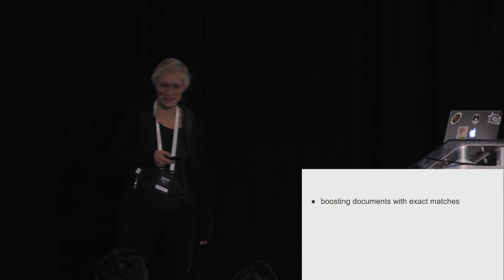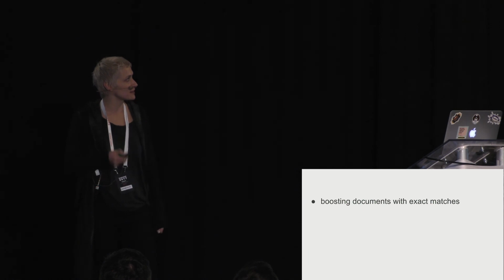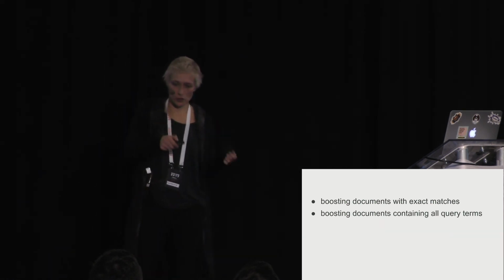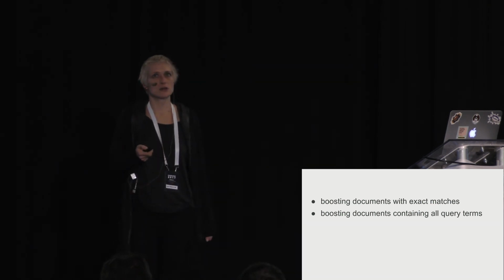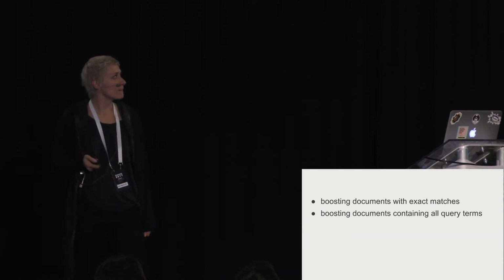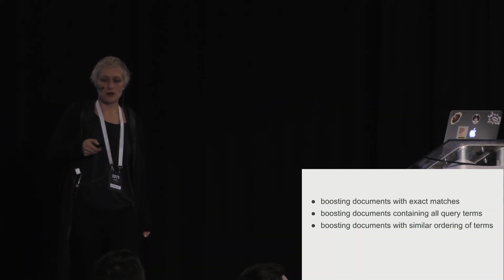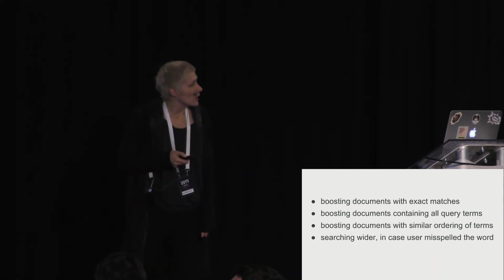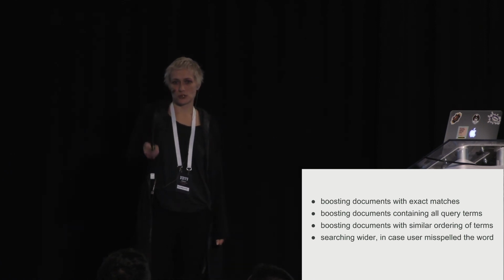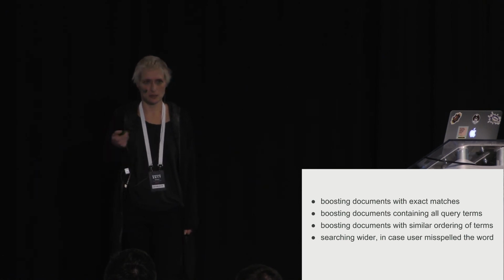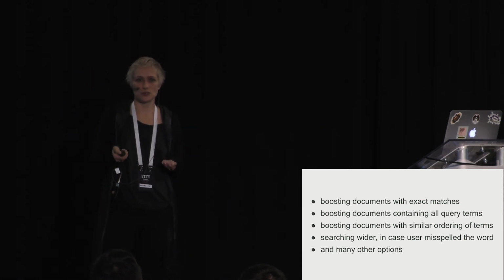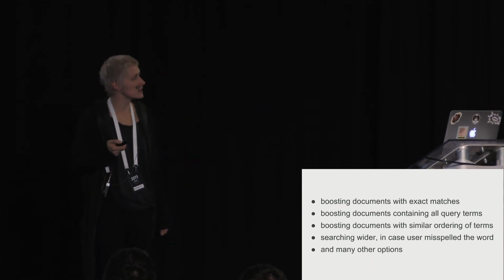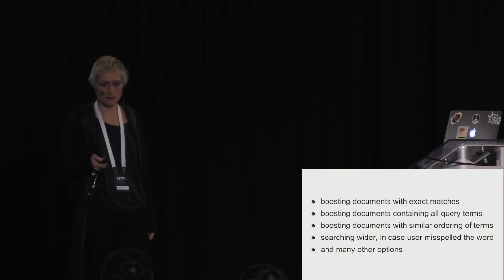Can we do better? Yes, we can. We can boost our documents if the exact user query appears in it. We can boost our documents when they contain all query terms, because, as you may suspect, our ranking also includes documents where only, I don't know, 50% of terms appeared. We can boost documents with a similar ordering of terms as in the query. We can prepare a wider search, because users might have misspelled the word, and users are known to misspell words. We have plenty of other options, and if you go deeper into information retrieval and the text search area, you will discover each and every one of them.